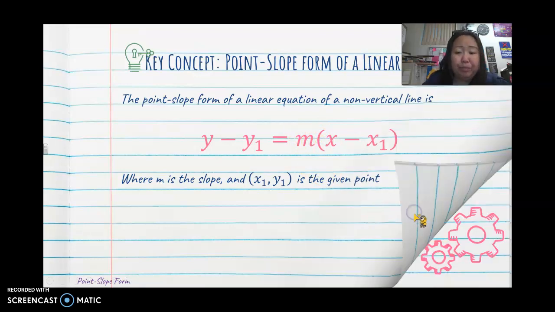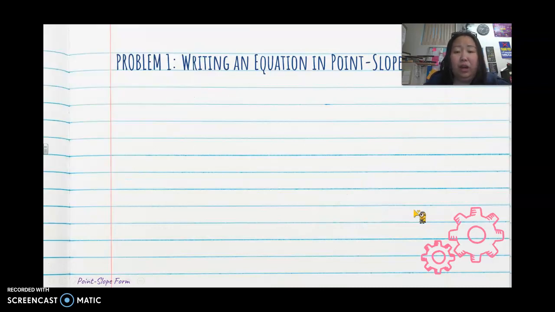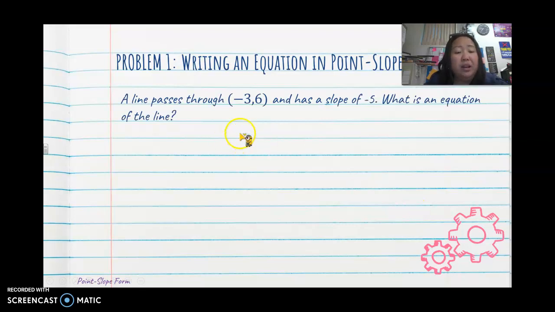All right, so let's have our first example. We will have to write an equation wherein a line needs to pass through the point (-3, 6), and it has a slope of -5. So what will be the equation of that line? If you would remember, our point slope form follows y minus y sub 1 is equal to m times x minus x sub 1.